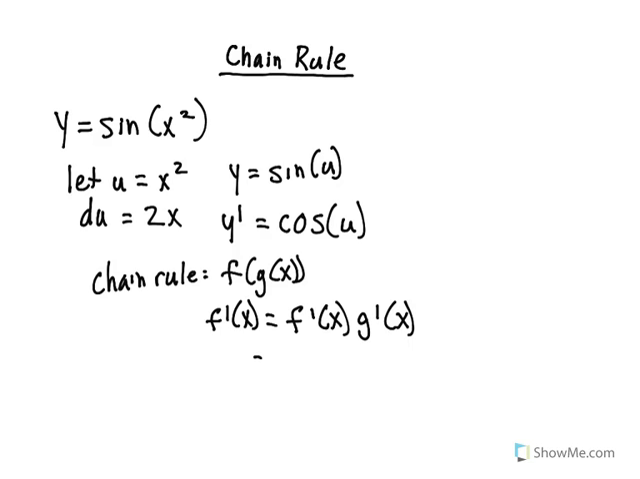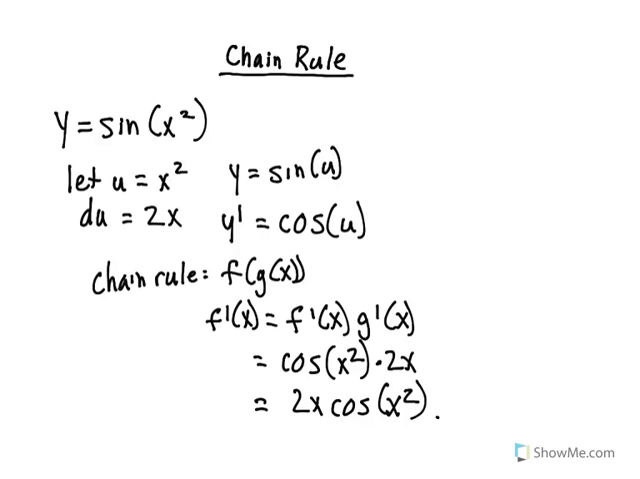So we have equals f prime x. This would be our y prime function of cosine u, but remember u is x squared, times our inner function derivative, which is 2x. So just to reformat, this would be equal to 2x cosine x squared. And that is the derivative of this function.